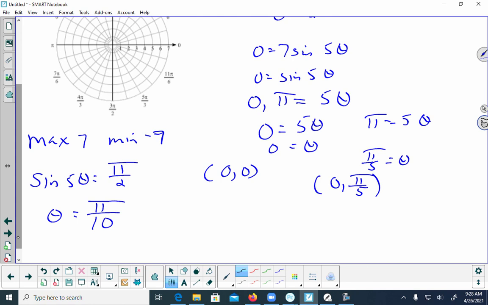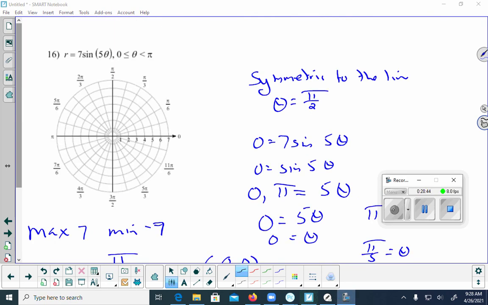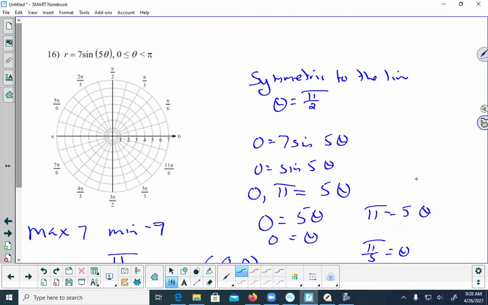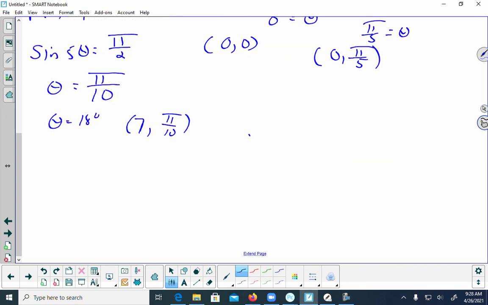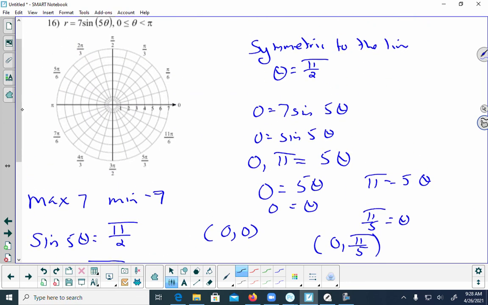I might want to change that to degrees, because I think you guys do much better in degrees. So if I take pi over 10, multiply it by 180 over pi, I'm going to get theta to equal about 18 degrees. And I'm going to pause and check my mental math. So my mental math was right. So I'm going to have a max of 7 at pi over 10, which again is probably working better in degrees, 18 degrees. So 18 degrees would be a little bit more than 1/2, and we said 7, so that's going to be here, a little bit more than 1/2, so I have this point here.